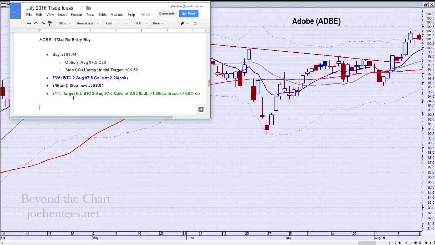So here we are. We hit the target. We exit at $3.95. That's $1.69 a contract, so $169 a contract, up 74.8% in 11 trading days. So you can see the power of the option trade, and yes, we had a little bit of risk. We had to sit back through a little drawdown, but then it continued in the direction that I expected it to go. All right, I hope you found that helpful.